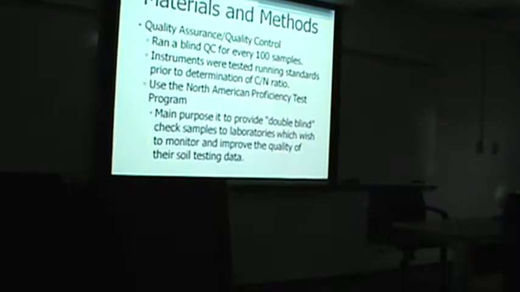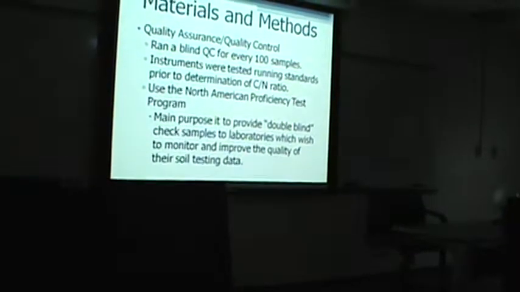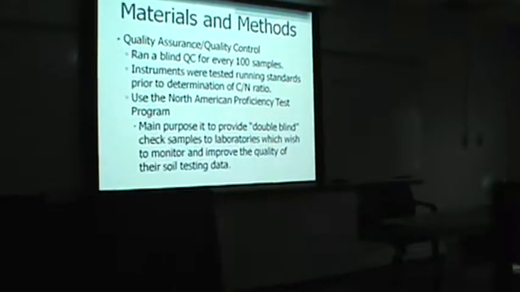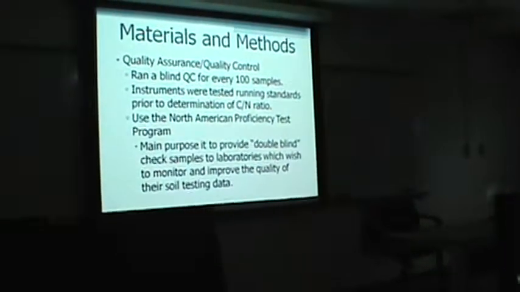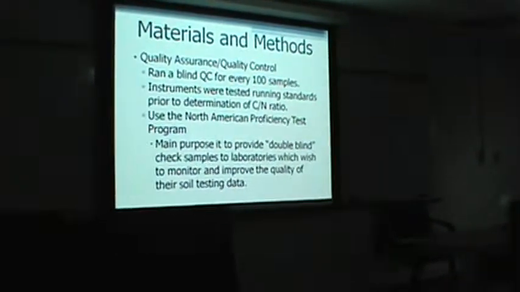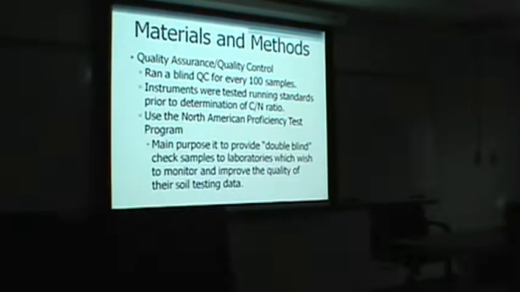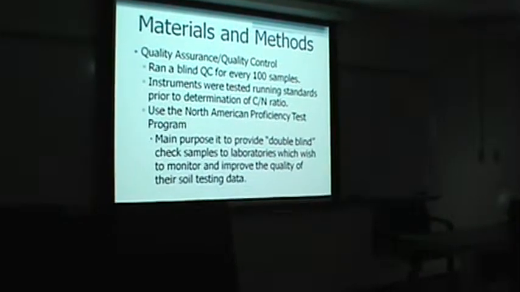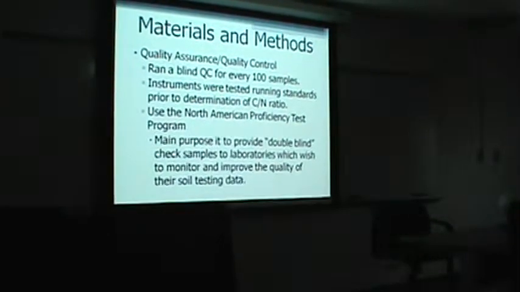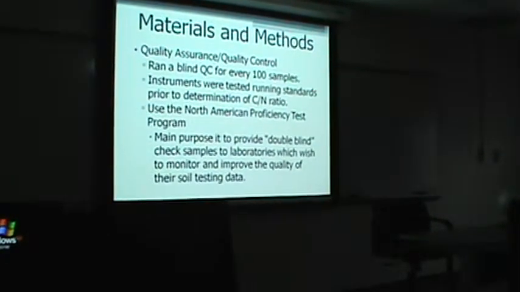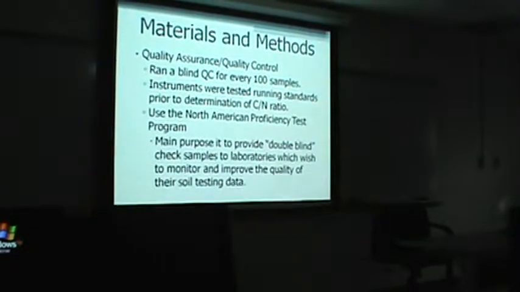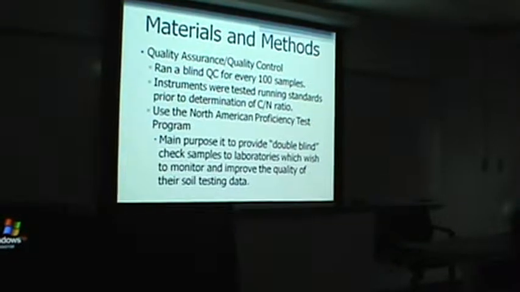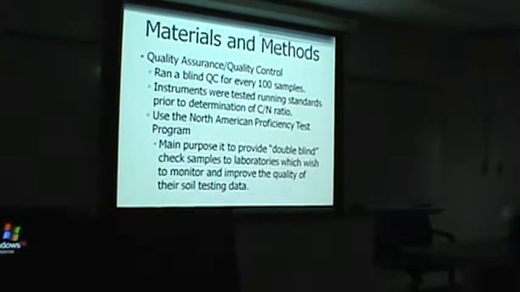The quality assurance and quality control that this specific laboratory used was that they ran a blind quality control for every 100 samples. The instruments were tested running standards prior to determination of carbon to nitrogen ratio. They also used the North American Proficiency Test Program, whose main purpose is to provide double-blind check samples to laboratories which wish to monitor and improve the quality of their soil testing data.